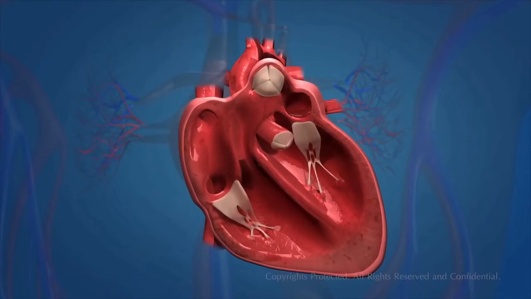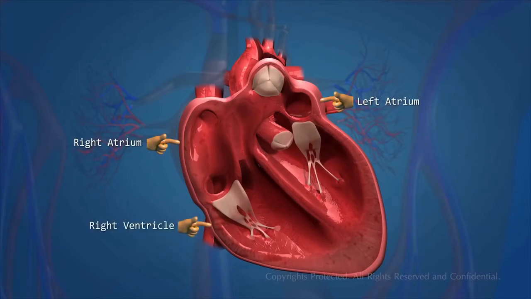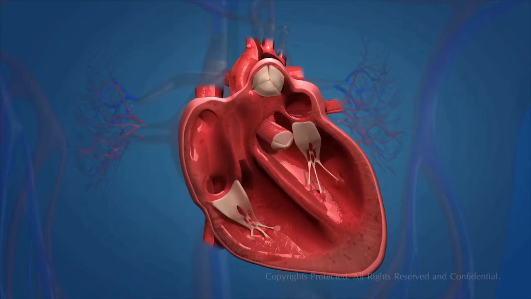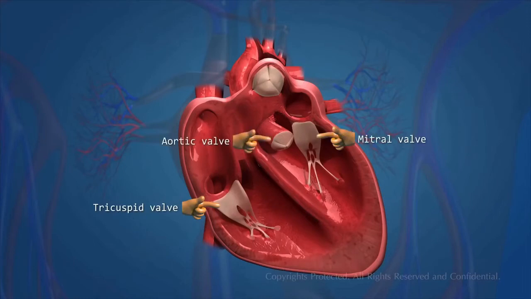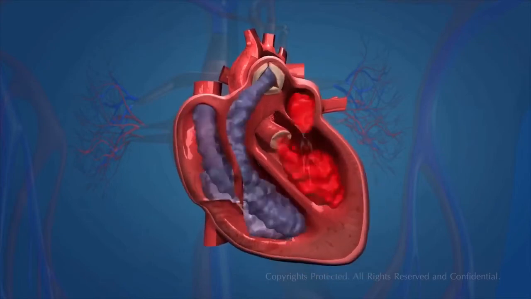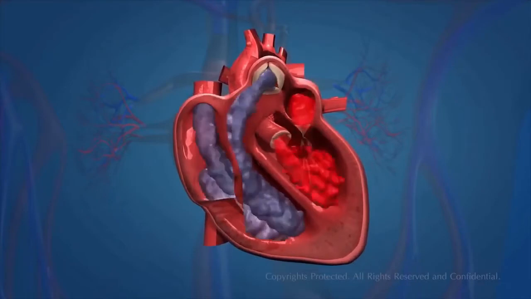The human heart has 4 chambers. The right atrium, the left atrium, the right ventricle, and the left ventricle. There are 4 valves in the heart. These valves are tricuspid valve, mitral valve, aortic valve, pulmonic valve. These valves are one-way valves. Now, you have seen the structure of the heart. Let us find out how it works.